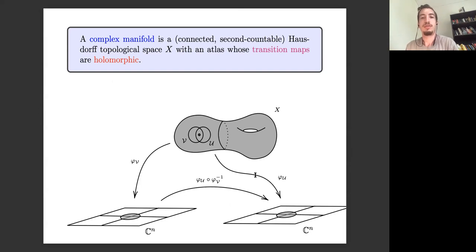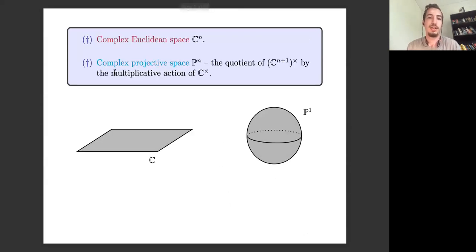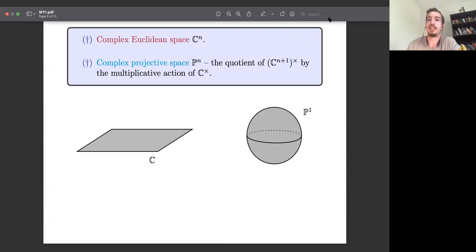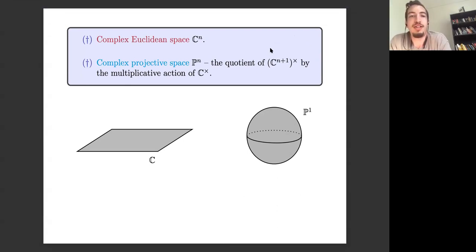Some standard examples of complex manifolds are complex Euclidean space, which is in a sense the silly example, and P^n, which is always going to be complex projective space. These are the affine and projective sides of things. These are the key examples.